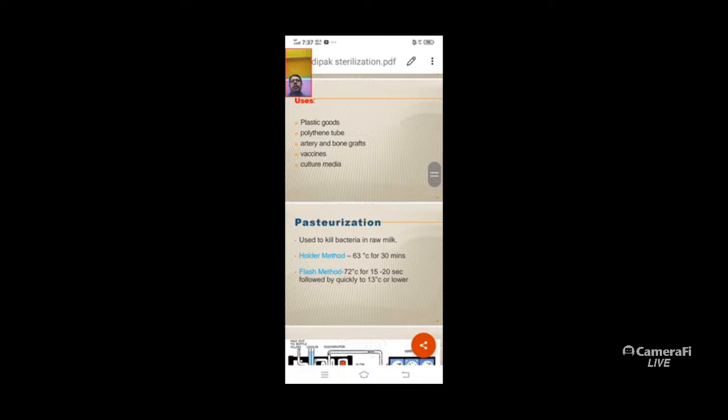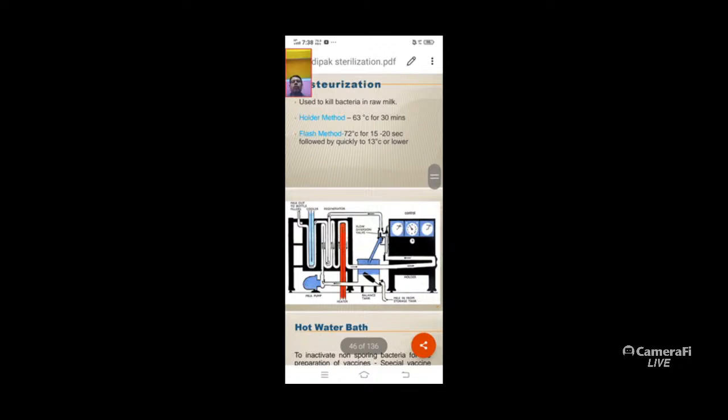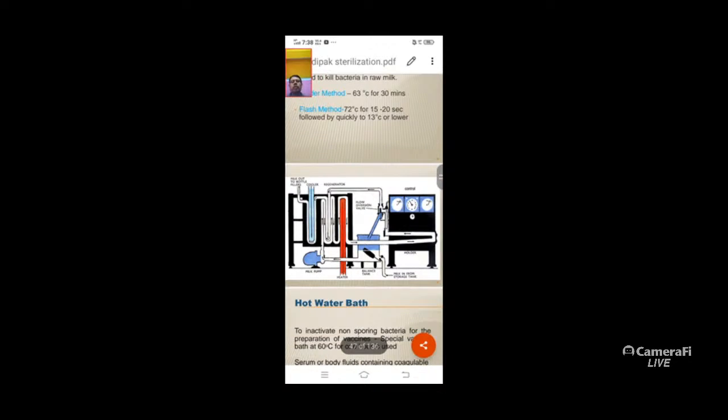Then pasteurization, which is basically used for powder milk. There are two methods. One is the holder method, another is the flash method. The holder method uses a low temperature, 63 degrees centigrade for 30 minutes, and the flash method uses a high temperature, if the substances can withstand it, 72 degrees centigrade for 15 to 20 minutes, followed by quick cooling to 13 degrees or lower. This is the diagram for the pasteurization process.